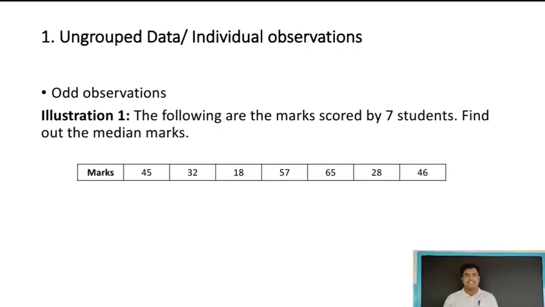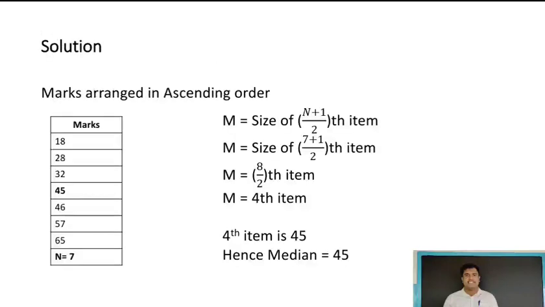The following are the marks scored by 7 students. Find out the median marks. So the 7 student marks are given, and we are supposed to calculate the median mark. Going to the solution, first I need to arrange the data in ascending order. Either in ascending or in descending order, the data has to be arranged. I have arranged the marks in ascending order.